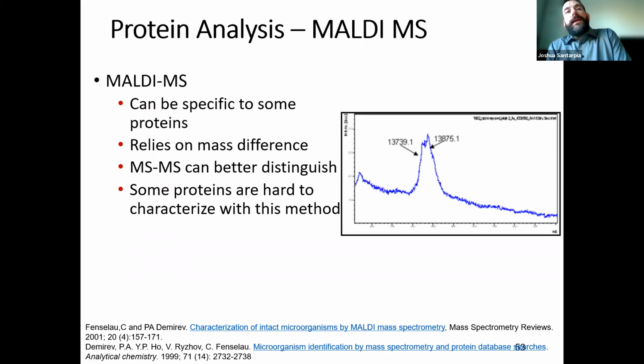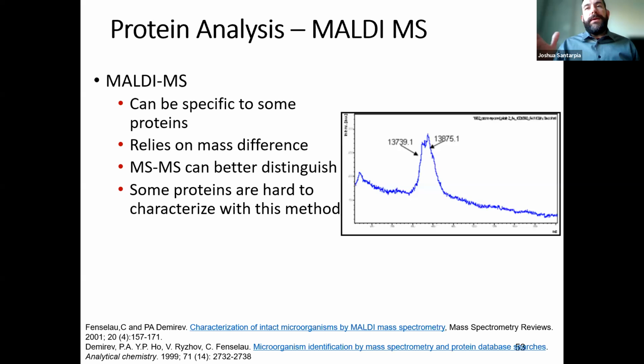MALDI mass spec is another way to get at protein analysis. MALDI might be an older terminology, but it's one that I still use. It's matrix-assisted laser desorption ionization mass spectrometry. The advantage of this is that you can actually ionize entire proteins, and so you get very large masses. It doesn't work with every kind of protein, although some of the more modern instruments are getting better at doing more and more kinds of proteins.